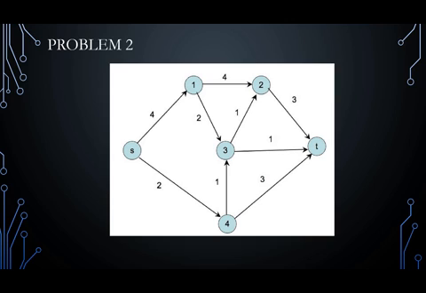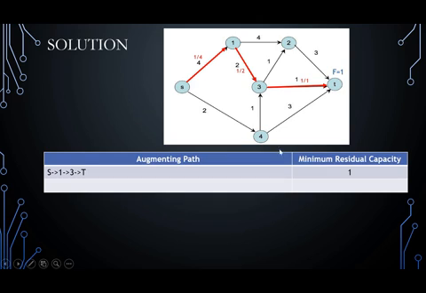Which is the source? S is the source. Which is the sink? T is the sink. And how many transshipment nodes do we have? 4 transshipment nodes: 1, 2, 3 and 4. Okay, so let us try to solve it. I'll take the first augmenting path as S to 1, 1 to 3, 3 to T.